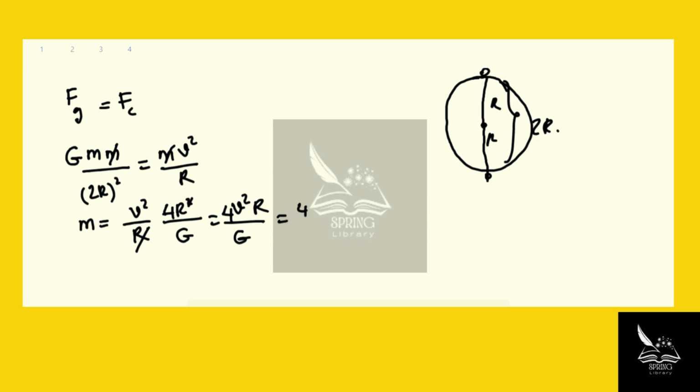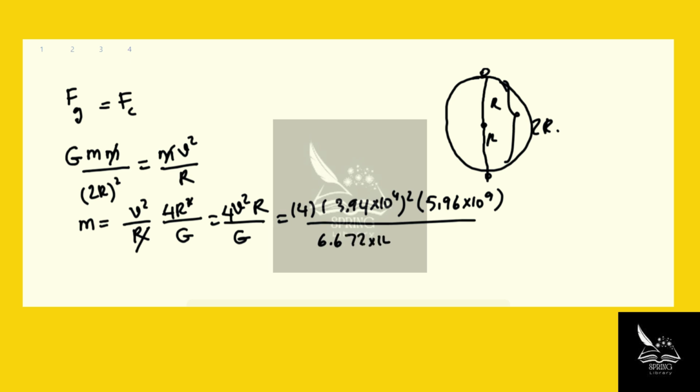So at this point we know all the numerical values. Again, plug it in for v, which happens to be 3.94 times 10 to the power 4, squared, and the orbital radius was 5.96 times 10 to the power 9 meters, divided by our gravitational constant, 6.672 times 10 to the power negative 11. From here, the mass of a star is found to be 5.55 times 10 to the power 29 kilograms.